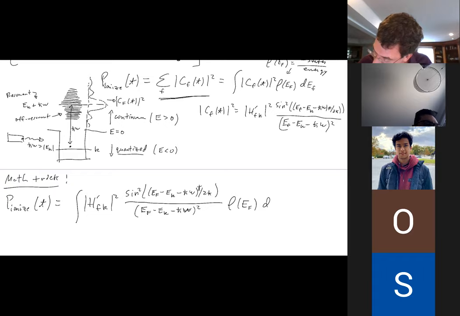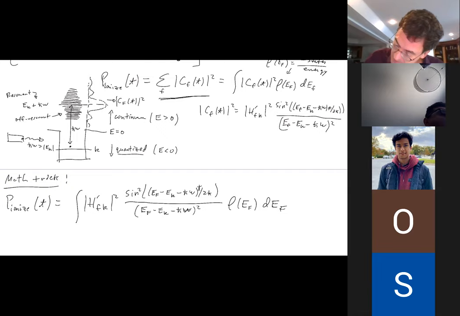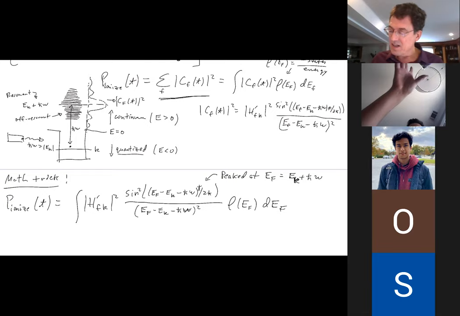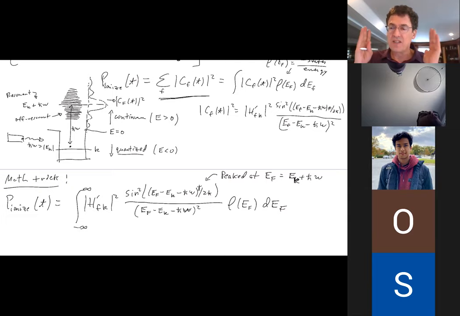Okay, so I'm integrating over all possible final energies. This function is peaked at EF equals EK plus h bar omega. We know that it's peaked at the resonant condition, and as I go away from the resonant condition, this function falls off fast. So it's okay for me to integrate from negative infinity to positive infinity, just to make the integral easier.